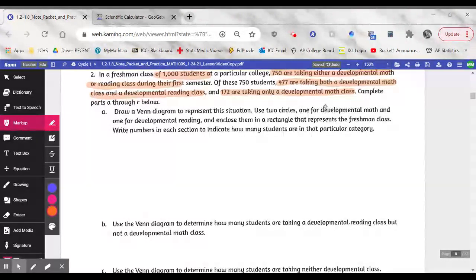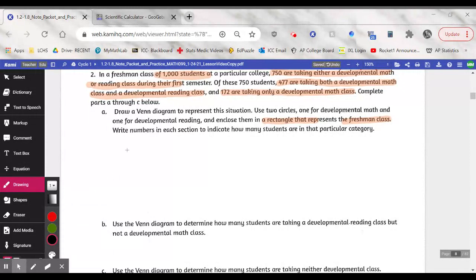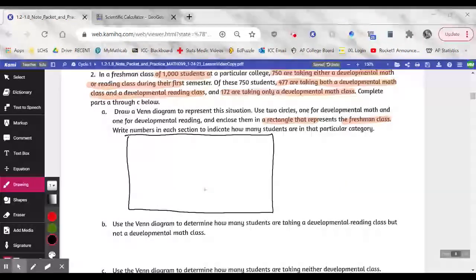Use 2 circles, one for developmental math and one for developmental reading, and enclose them in a rectangle that represents the entire freshman class. So you want to make sure that you have a rectangle that represents all the freshmen. We're going to write numbers in each section to indicate how many students are in that particular category. So I'm going to have an entire box, and in the entire box, it's going to represent all 1,000 of the freshmen. I'm going to have 2 circles.